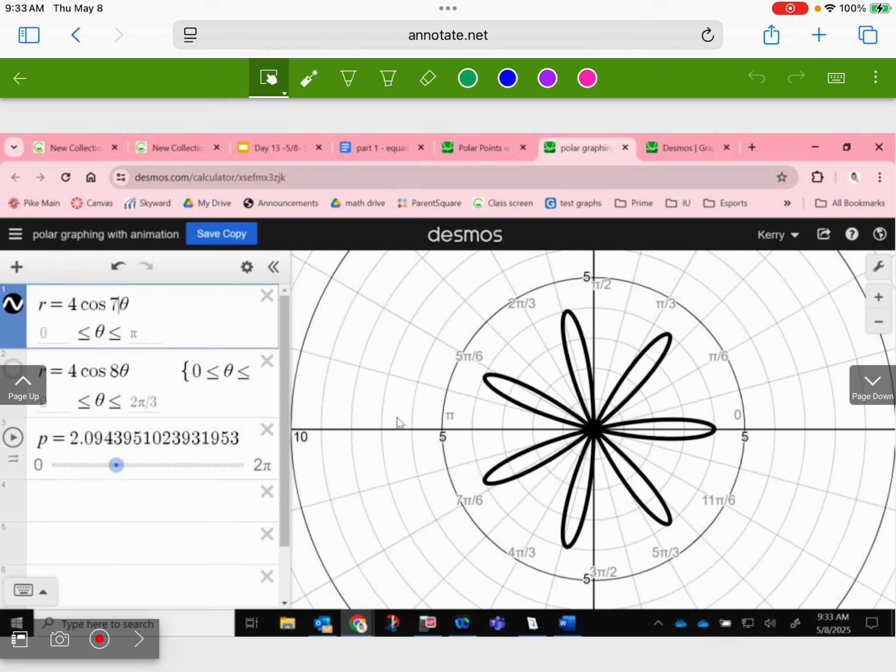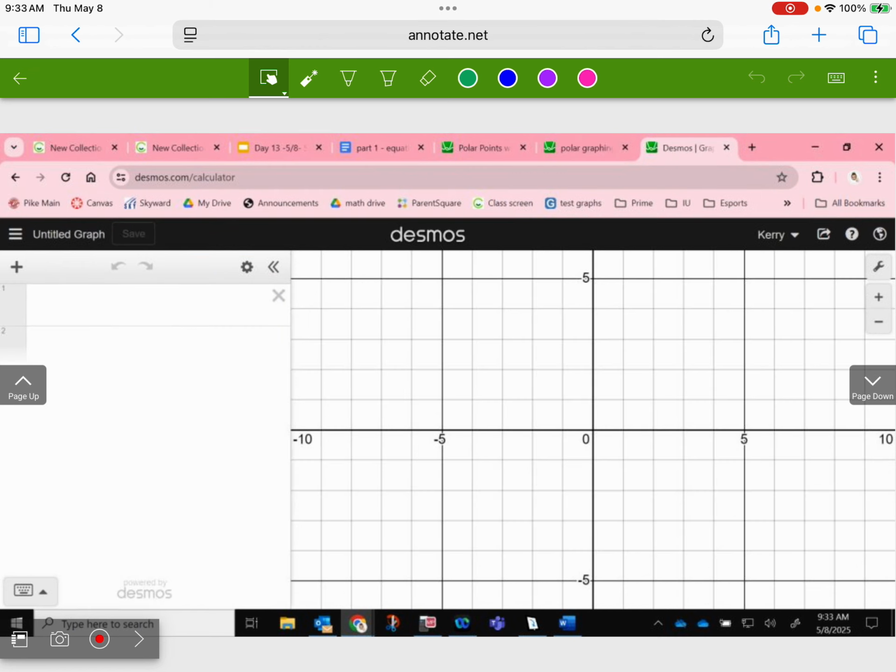So what I want you to do today is figure out who you're working with, your partner, and start planning what your design looks like. Don't just go in willy-nilly on this. I highly recommend that today we go on Desmos and make a plan on what we want to do.